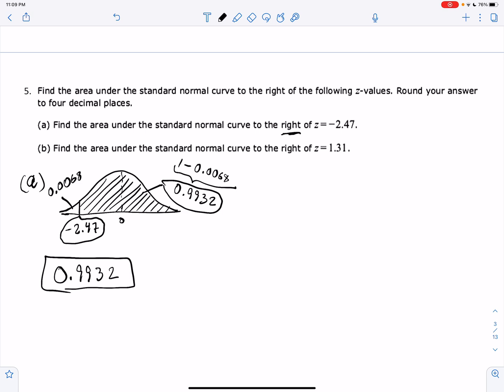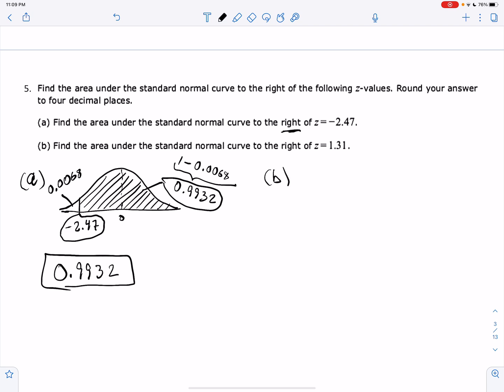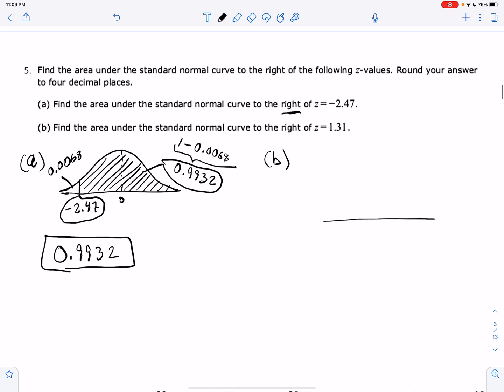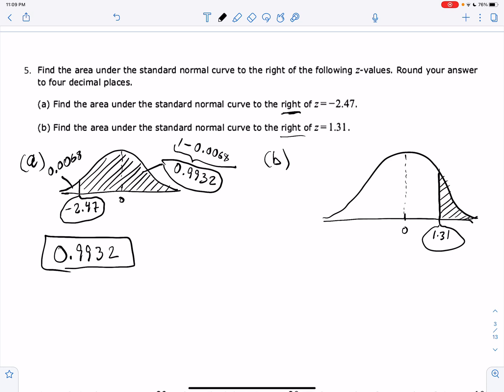Okay, so let's do part B. Part B says find the area under the standard normal curve to the right. Again to the right, but this time, there's our mean at 0. This time we're to the right, so it's probably about there, 1.31. It's a positive z-value. It says it wants it to the right of this, so we are trying to figure out the area to the right of that z-value of 1.31.